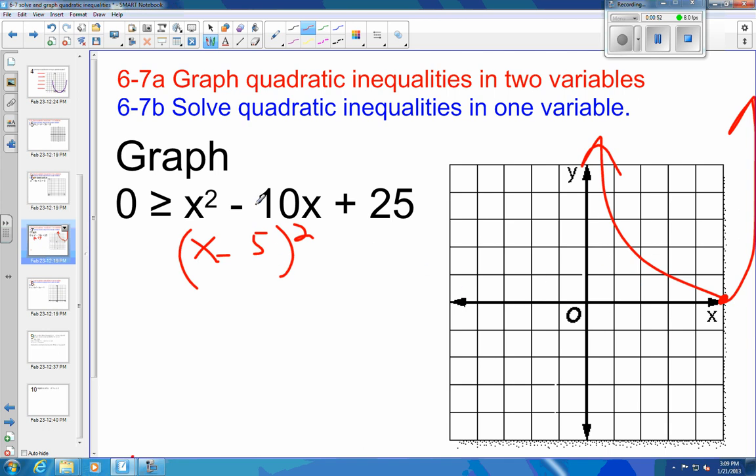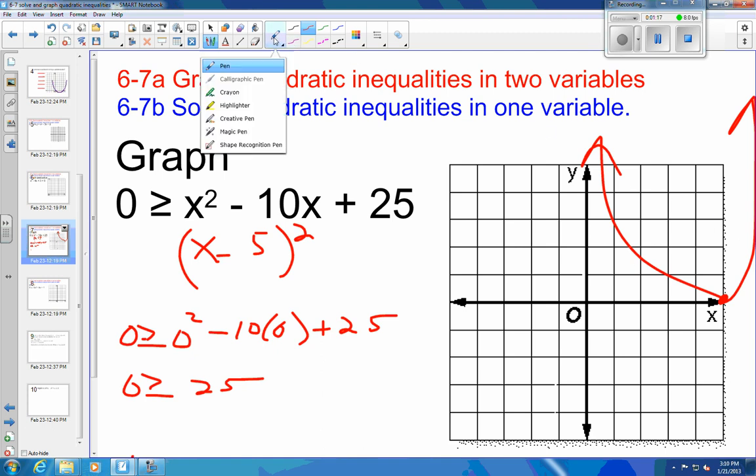Let's double check it by checking a point. Check the point 0, 0. 0 squared, let's see, is 0 greater than or equal to 0 squared minus 10 times 0 plus 25? So is 0 greater than or equal to 25? The answer is no, which means I'm incorrect in my assumption there.